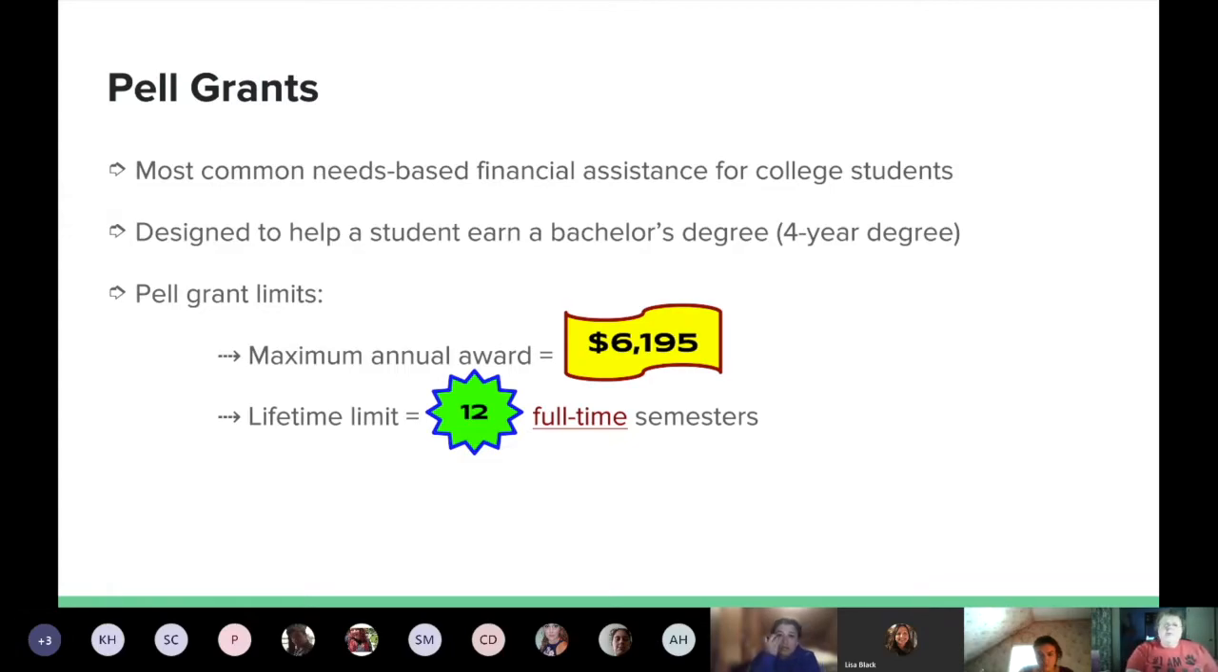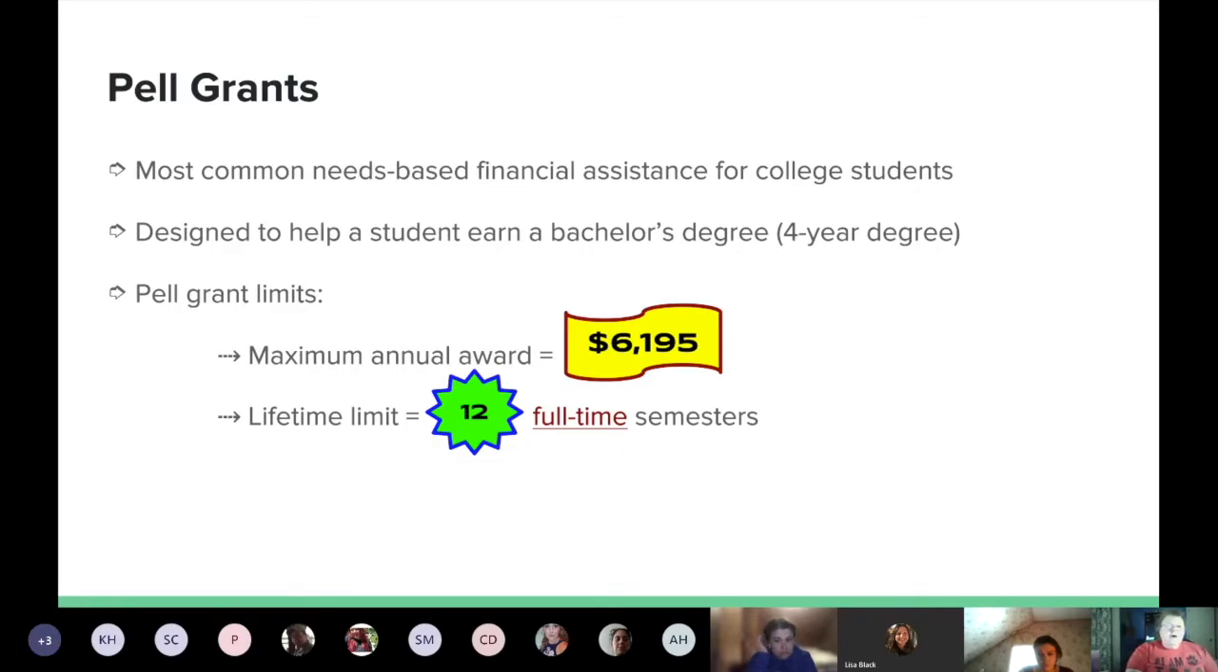Pell Grants, most common needs-based financial assistance for college students. It's designed to help a student earn a bachelor's degree, AKA 4-year degree. But as you're experiencing, you're able to receive it to apply towards your associate's degree. But when it was first created, they worked it out with the plan and intention of helping to support a student in earning a 4-year degree.